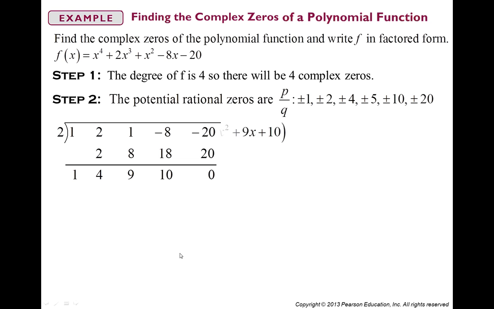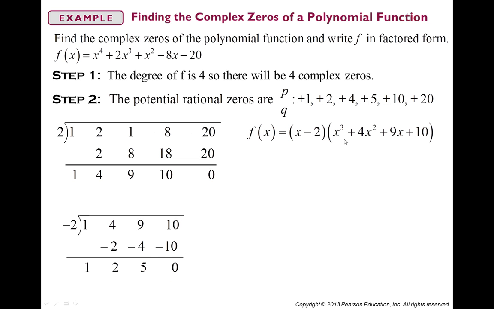So I know that 2 is a root, so I can write it as x minus 2. And then starting with x to the third, because we've already factored one of our x factors out, we get x to the third plus 4x squared plus 9x plus 10. So we're going to start again with our cubic. We test the factors of 10 as possible solutions, divided by 1.